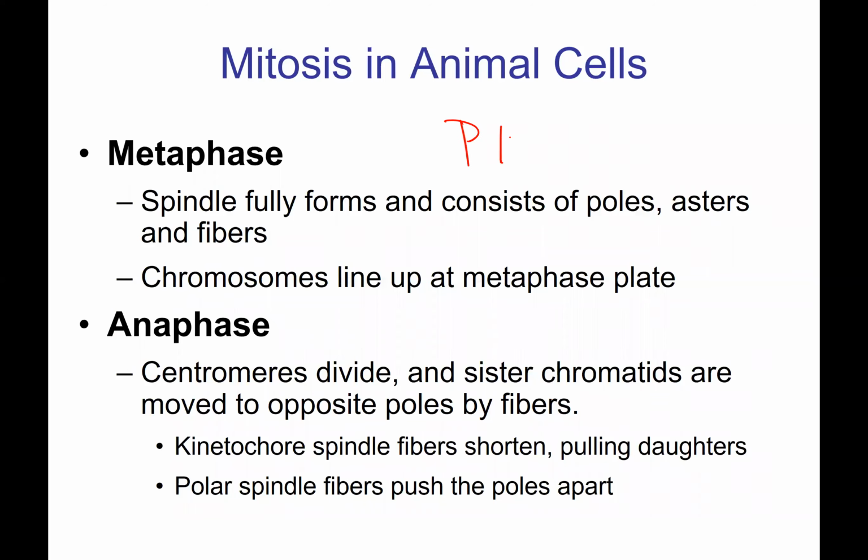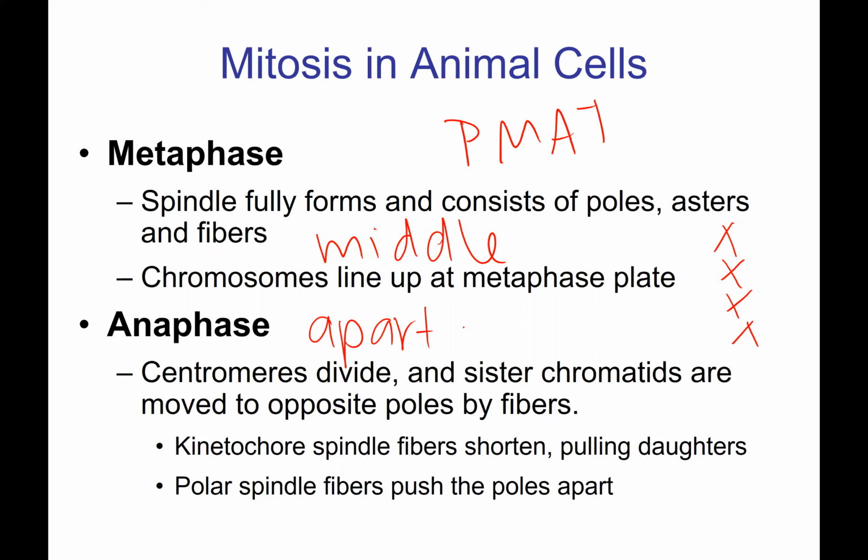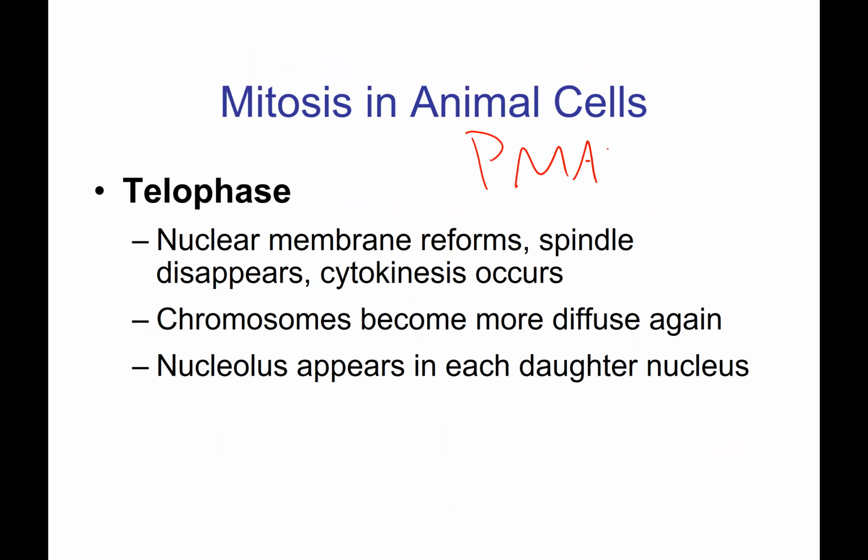Okay, so next, we're still doing PMAT. That was prophase. Next is metaphase. For metaphase, I want you to think middle. So in metaphase, our chromosomes are going to line up in the middle. You'll see them something like this. Then we have anaphase. For anaphase, I want you to think apart. So our chromosomes that were nice little X's are going to pull apart into chromatids. So in anaphase, chromosomes go back to chromatids. And then last in our PMAT is T, telophase, think 2.